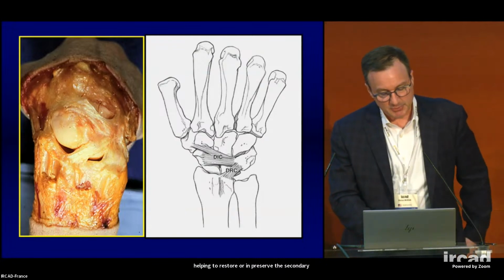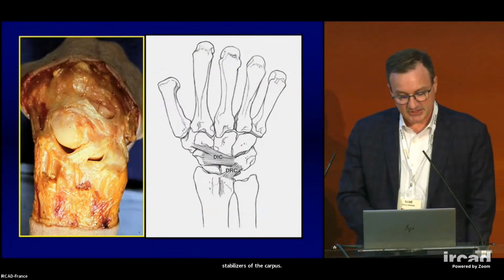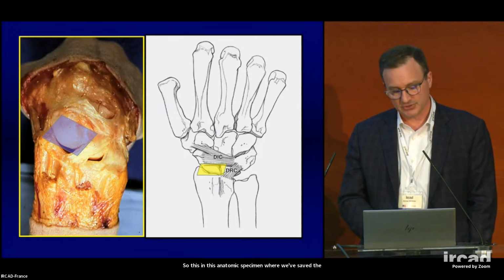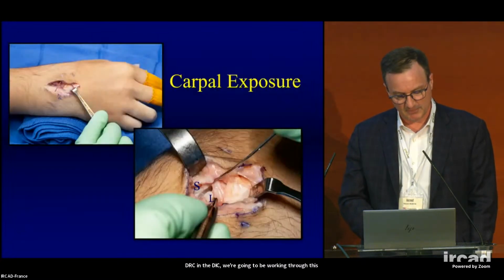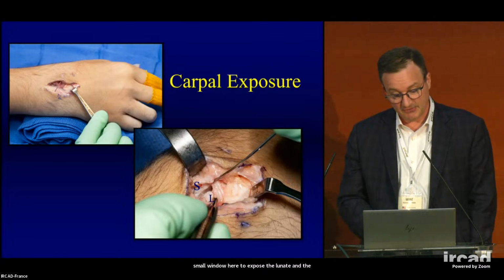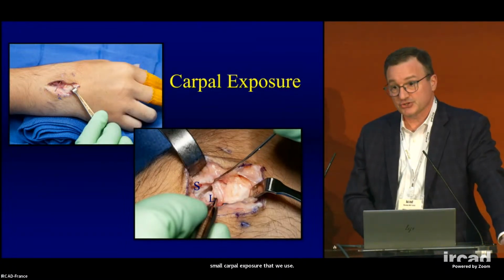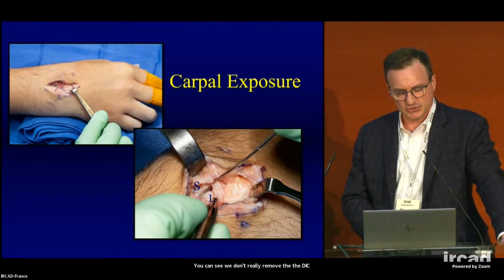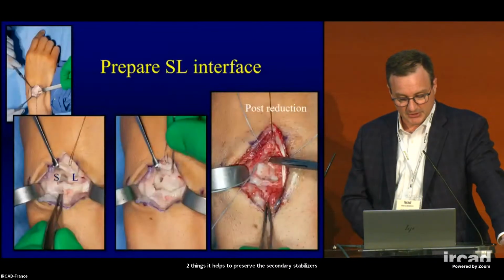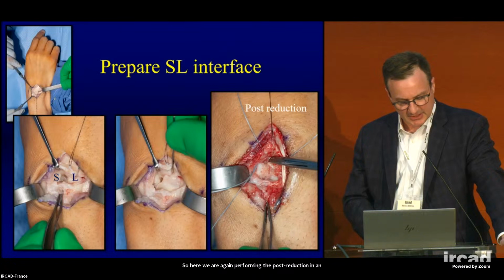So in this anatomic specimen, where we've saved the DRC and the DIC, we're going to be working through this small window here to expose the lunate and the scaphoid. And here we are doing an ANAFAB, and this is now the small carpal exposure that we use. You can see that we don't really remove the DIC attachment across the waist of the scaphoid. That does two things. It helps to preserve the secondary stabilizers, but it also preserves a majority of the blood supply. So here we are again performing the post-reduction in an ANAFAB procedure. You can see moving from the diastasis seen on the left to the post-reduction film on the right.